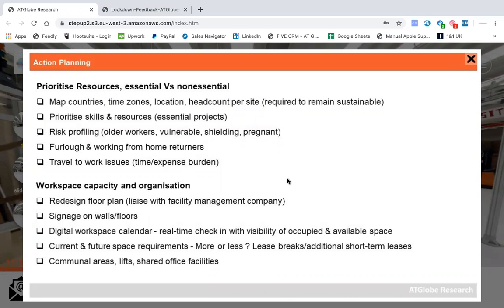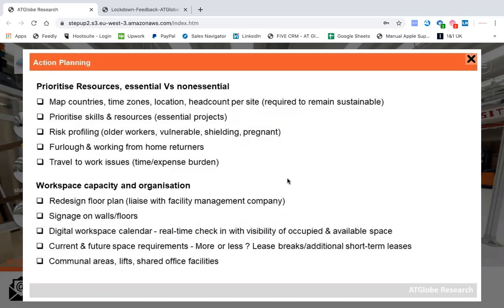So step one would really, for me, be analysing the workforce demographics. So figuring out the countries, time zones, locations, headcount per site. Therefore, I'd be mapping out the skills and expertise that I would require to remain as a sustainable business. I'd also be risk profiling those individuals as well, in that, are they able to come back into the workplace, particularly if we've got essential projects that need delivering on, and they're the ones with those skills and expertise.